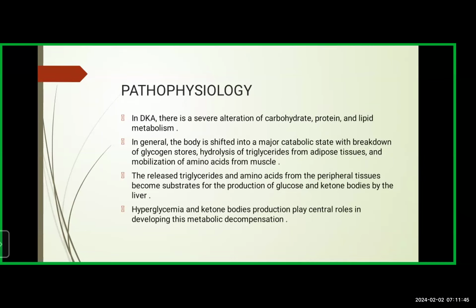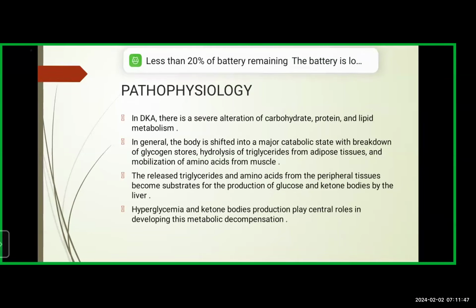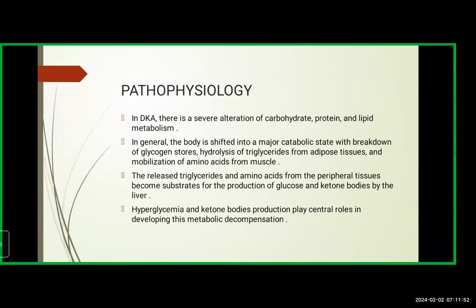However, when patients have DKA, there's a relative insulin deficiency, causing triglycerides to be broken down to free fatty acids via lipolysis. And of course, the free fatty acids are broken down to acetyl-CoA via beta oxidation. The acetyl-CoA saturates the Krebs cycle and is now synthesized to ketone bodies. The process by which acetyl-CoA is converted to ketone bodies is known as ketogenesis.